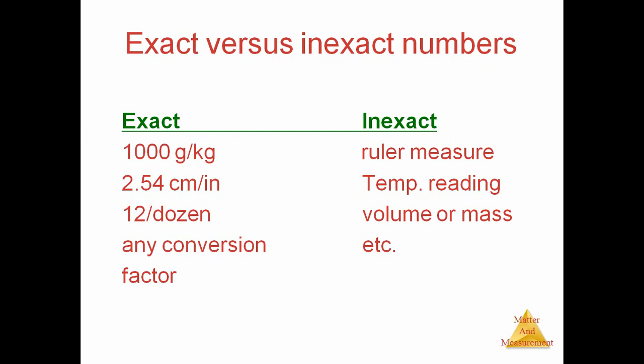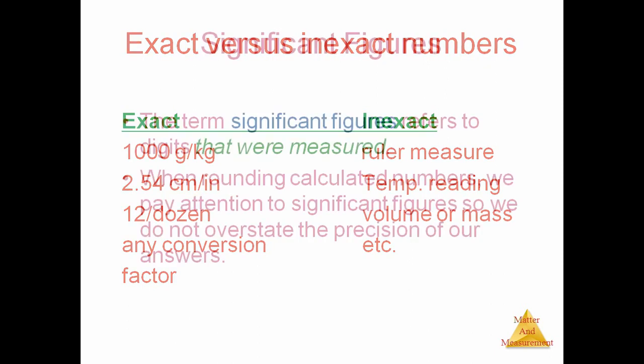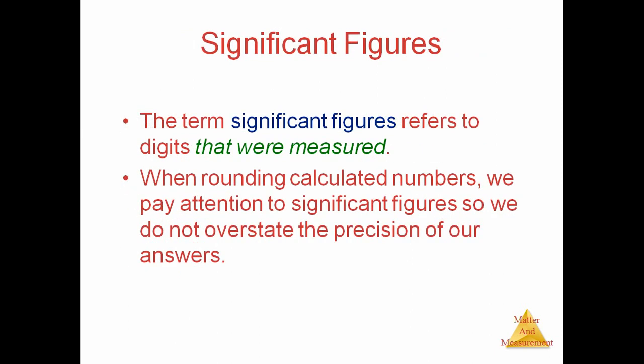That would be more exact, and it gives you a more definitive unit of measure than something that's going to be broader. And now, leading into significant figures, the term significant figures refers to digits that were measured. When rounding calculated numbers, we pay attention to significant figures so we do not overstate the precision of our answers. It also is useful in the application of these calculations, and it helps with maintaining uniformity between scientists when measuring things.